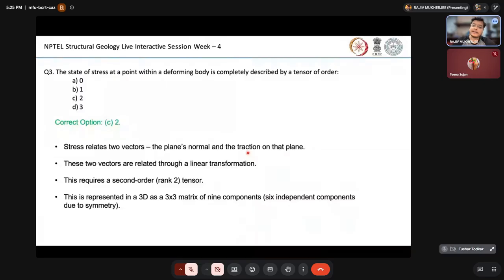There will be 3 independent normal stress components and 3 independent traction components. That's how we get 6 independent components within a stress tensor. And the other 3 components are opposite to the previously mentioned traction components. And that is why they cancel out. Because in the normal state, we consider that the stress at a point is maintaining an equilibrium.